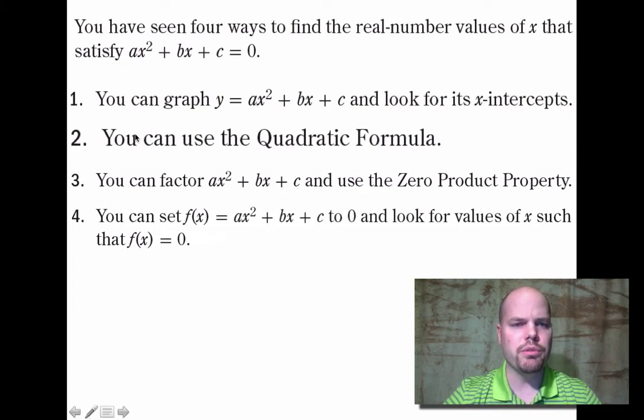Alright, so 1 and 2 will always work. We can graph it as long as we find the right window. We can get an estimate. And 2, the quadratic formula always works. 3, factoring isn't always possible, and that means we can't necessarily use the zero product property. And same with 4, it's not always easy to find such values. But 1 and 2 are tried and true methods.